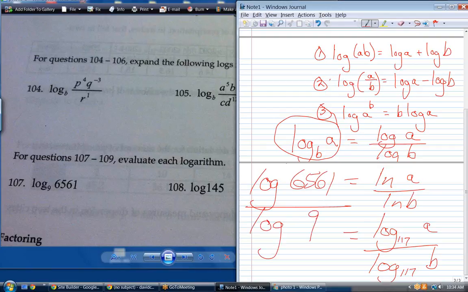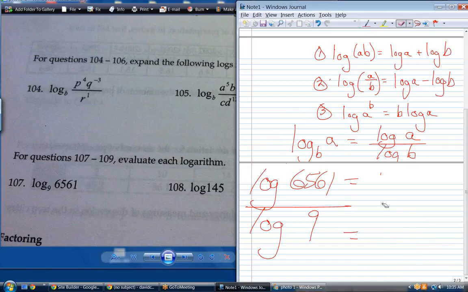Do you have your calculator in front of you? Yes. Go ahead and do this one. Use your common log key. Take the log of 6561 and divide it by the log of 9. Got 4. Okay, so that's 4. So what is that telling us?